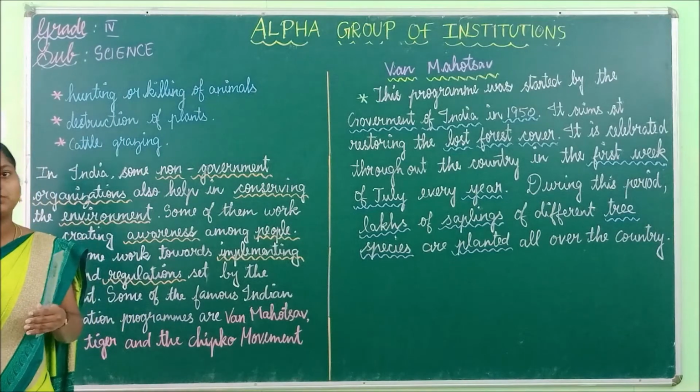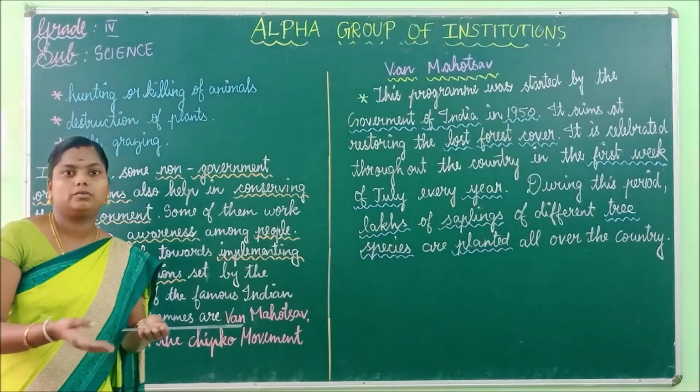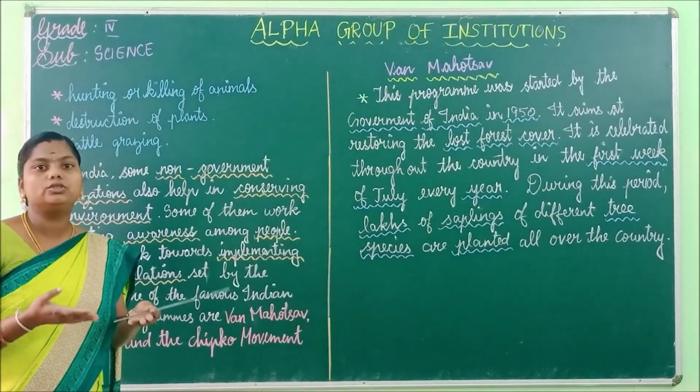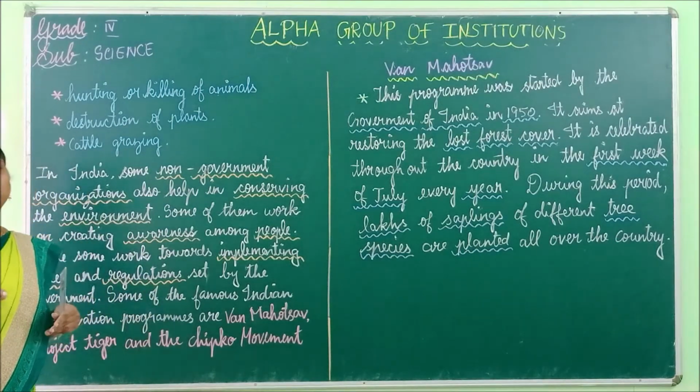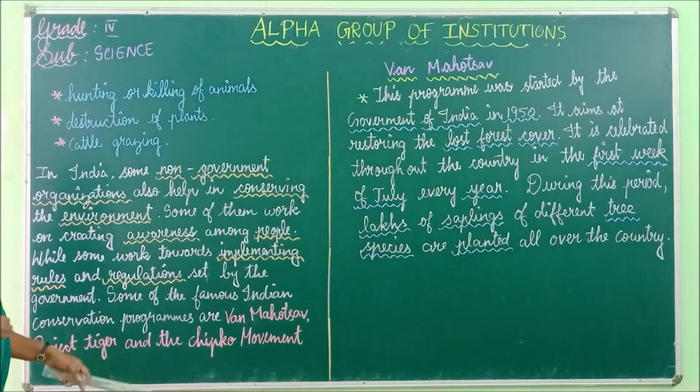So the government has set some rules. So how can we give it to the people? In what way can it function? So like this, these people are doing the process.